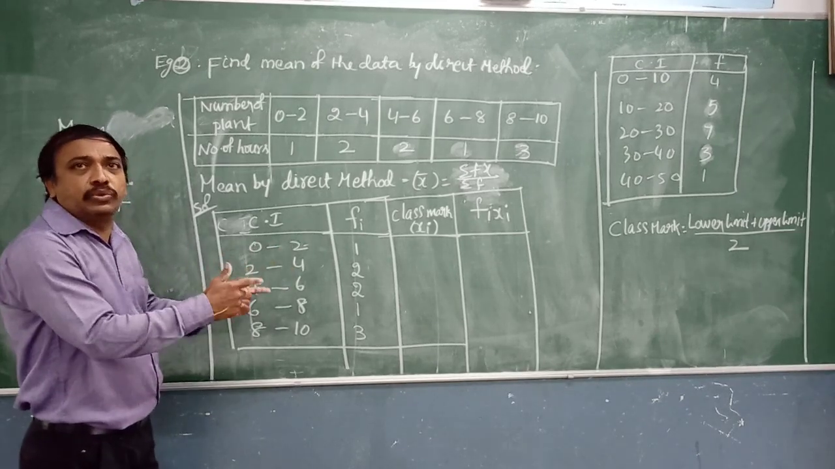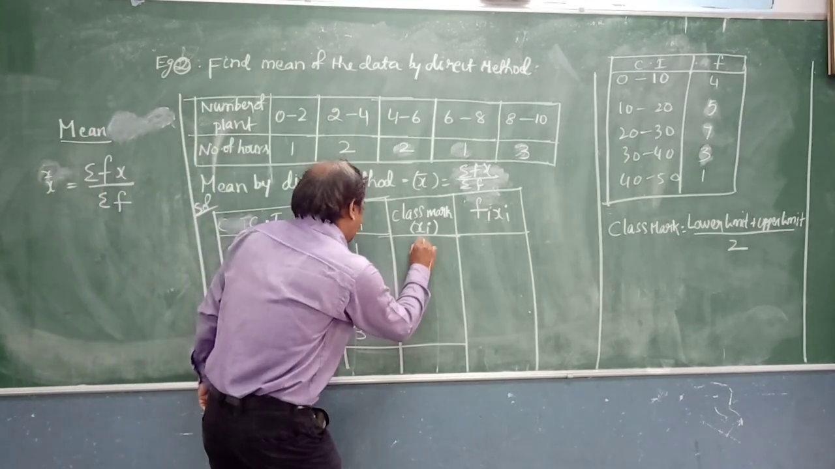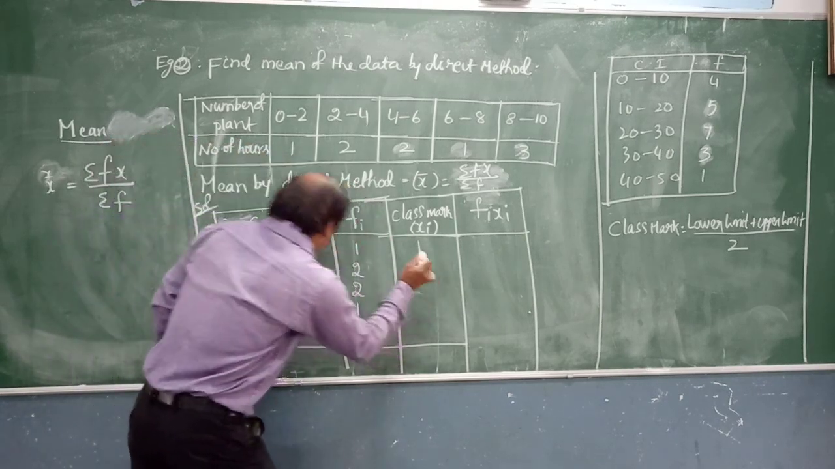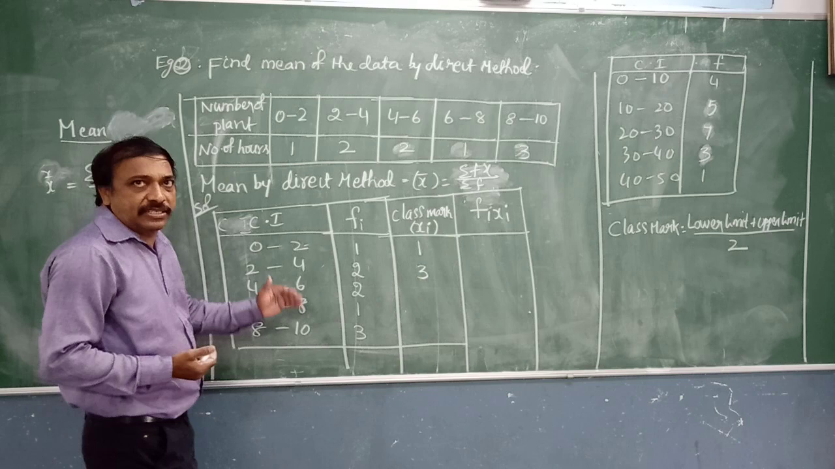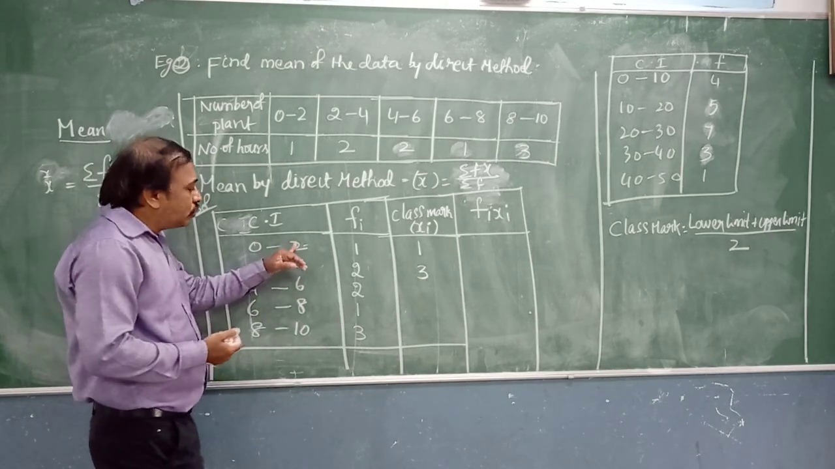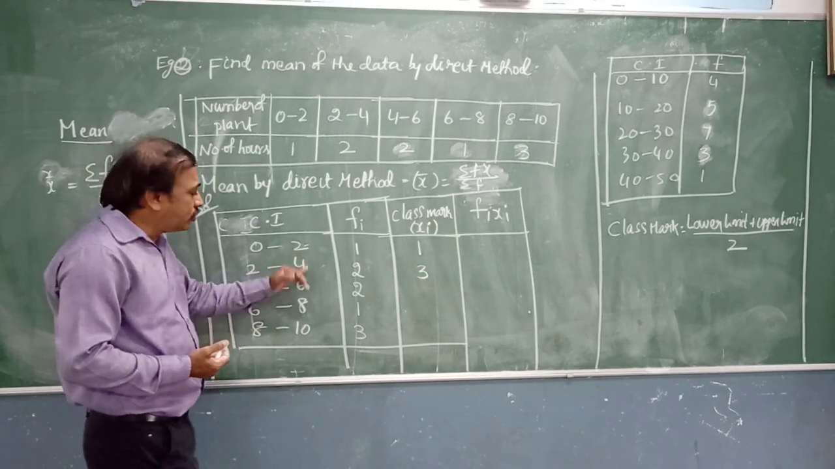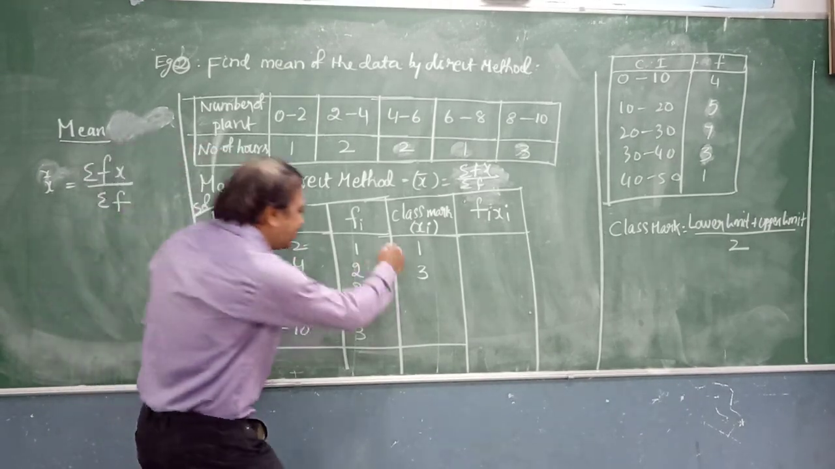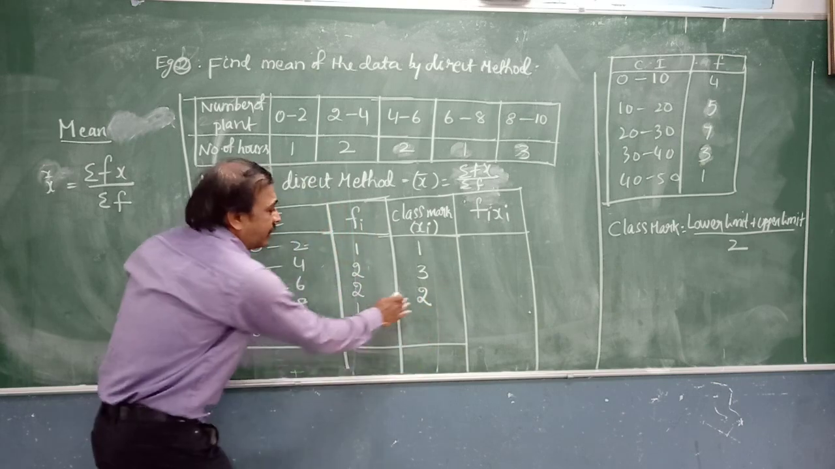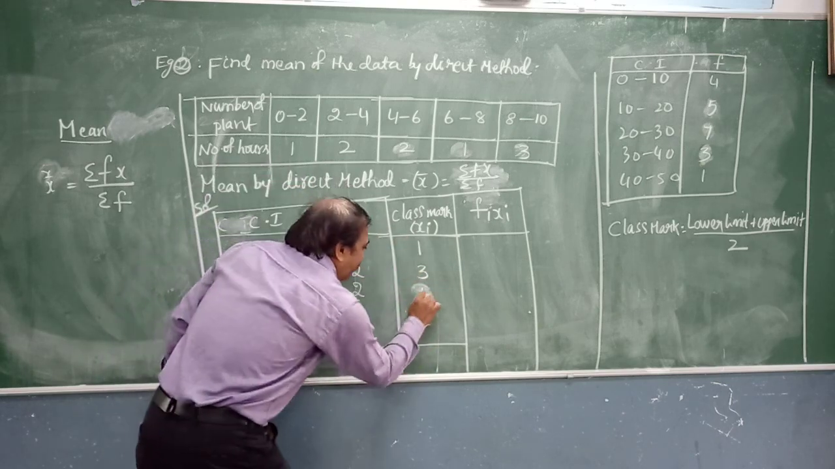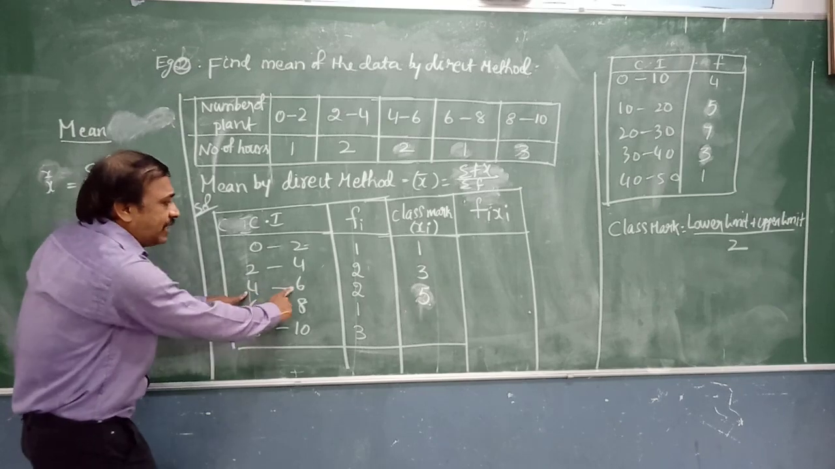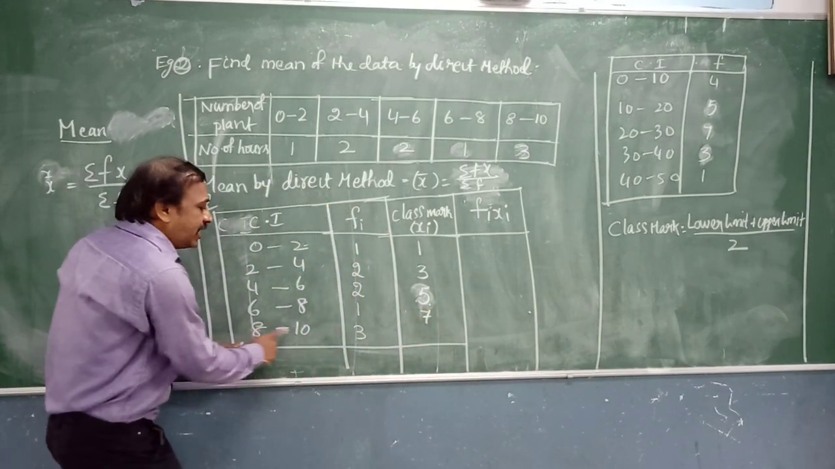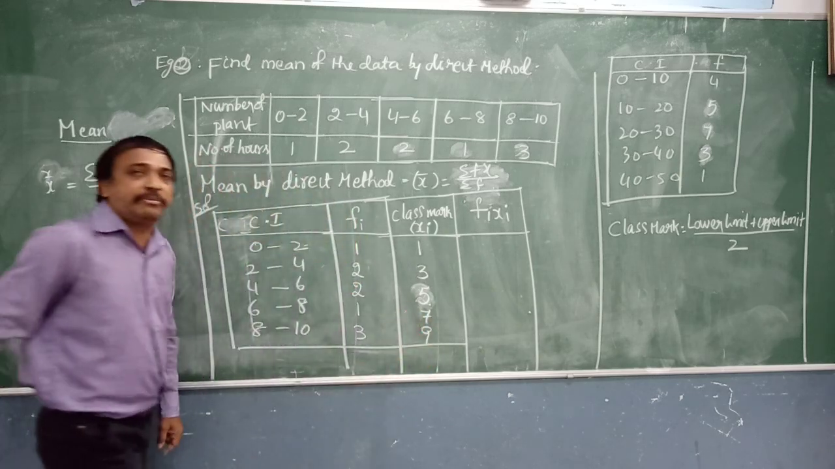So lower limit 0 plus 2 is 2, 2 divided by 2 gets 1. Next 2 plus 4, 6 by 2 is 3. Next you see the size of the class. From 2 to 4 the increase is 2, and from 4 to 6 the size of the class is the same, so you can add 2 each time. So the next mid value is 5, 4 plus 6, 10 divided by 2. Next mid value is 7, next mid value is 9. These are the mid values.